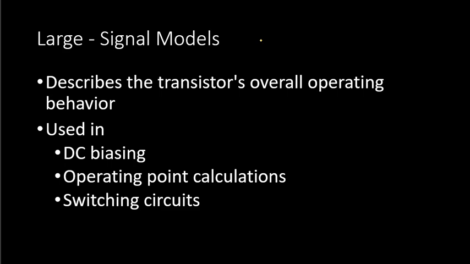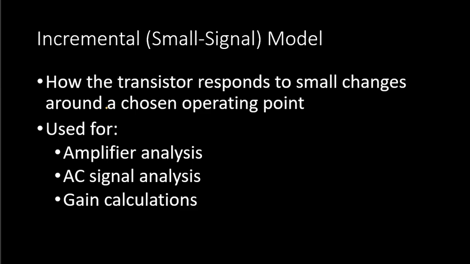We have two kinds of transistor models. One is a large signal model, and the other is the incremental model. The large signal model describes the transistor's overall operating behavior. So it is useful for analyzing DC biasing, operating point calculations, and switching circuits. Whereas the incremental or small signal model shows us how the transistor responds to small changes around a chosen operating point. This is used for amplifier analysis, AC signal analysis, and gain calculations. Both these models are extremely useful for circuit analysis.